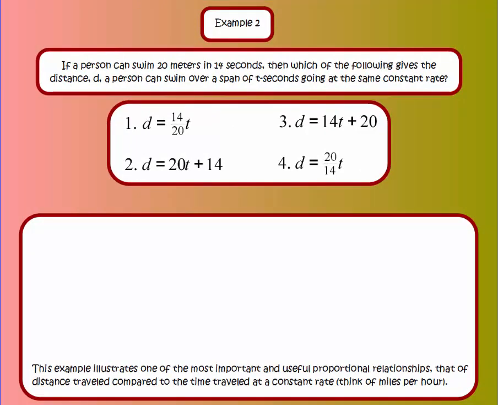So let's look at another example here. If a person can swim 20 meters in 14 seconds, then which of the following gives the distance d a person can swim over a span of t seconds going at the same constant rate? This is important. If it wasn't going at the same constant rate, then this problem wouldn't make a whole lot of sense. So let's see how we can do this. A person can swim 20 meters in 14 seconds. So that's what we know, right? So 20 meters over 14 seconds.